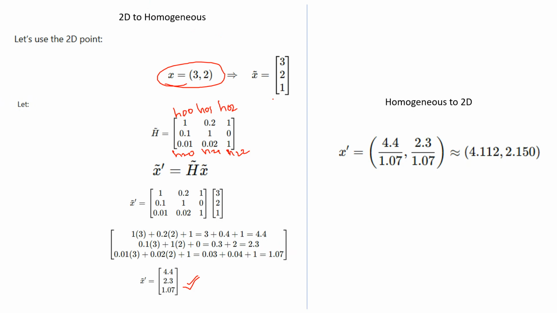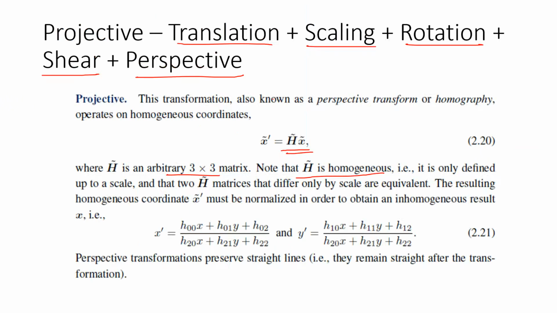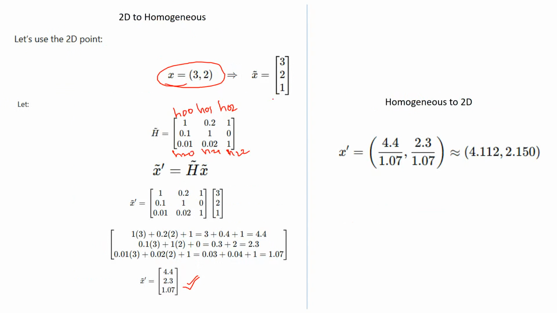This is the translation, scaling, rotation, shear, and perspective way of transformation. So on converting the homogeneous coordinates back into 2D, which we already know from geometric primitives, we have to divide the first and second elements by the third element, which gives us 4.112 and 2.150, which is not the same as this, because we have performed rotation, translation, shearing, everything. So on converting back to 2D, this point will not be the same as the transformed one.